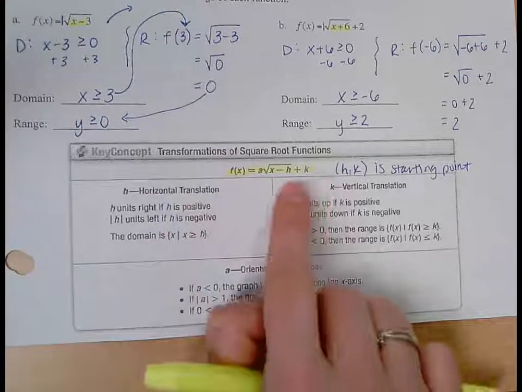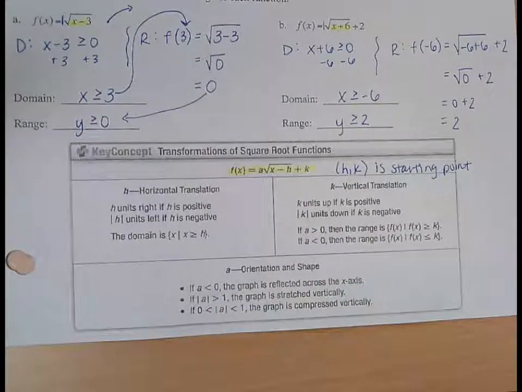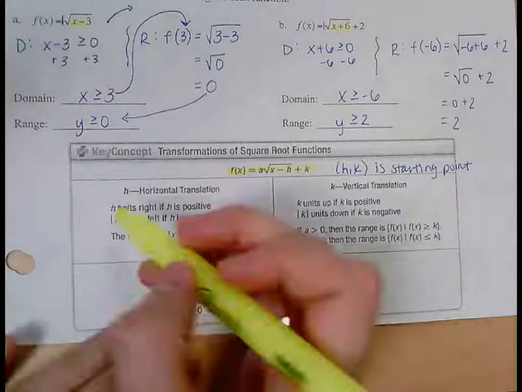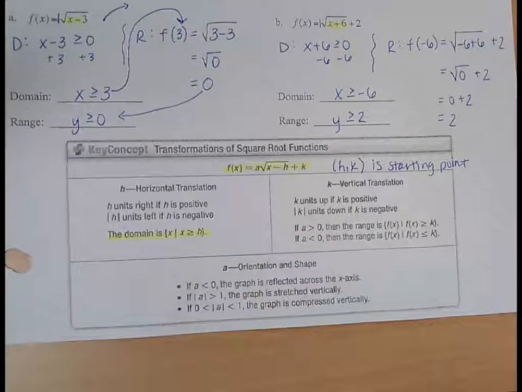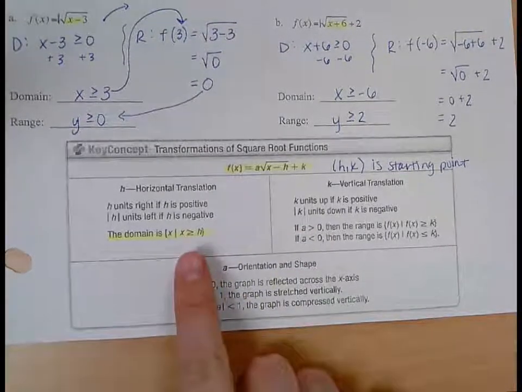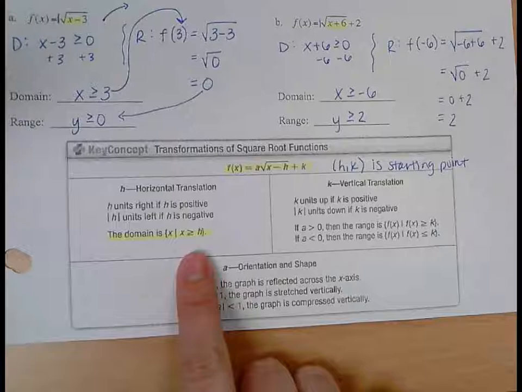The value of h represents a horizontal translation. So h would translate a graph left or right. If h is positive, it would go to the right. If h is negative, it would go to the left. The important thing for you to note here is that for every square root function, the domain will always be x values greater than or equal to whatever h is.